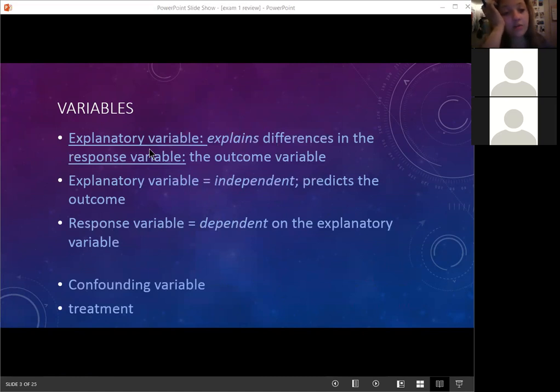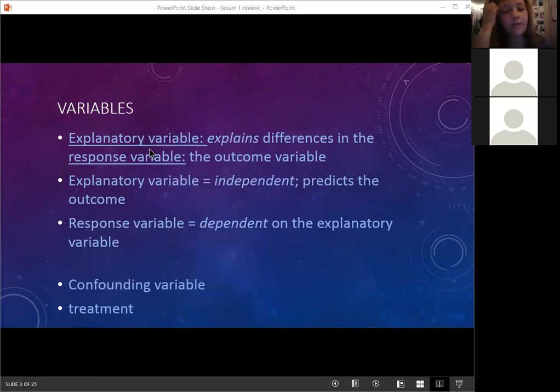Our explanatory variable is independent because it's predicting. If something's predicting something else, it has to be independent of the others in order for it to be valid. And on the other hand, our response variable is dependent, and specifically, it's dependent on the explanatory variable.